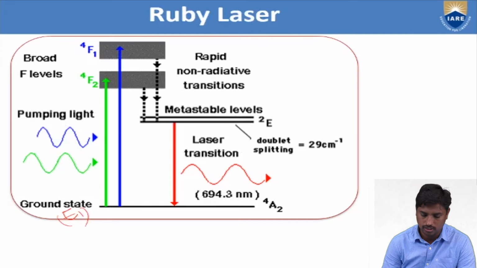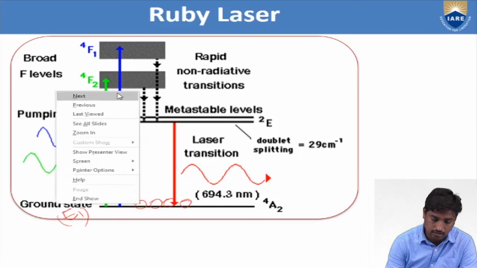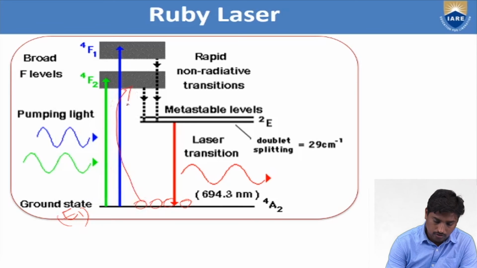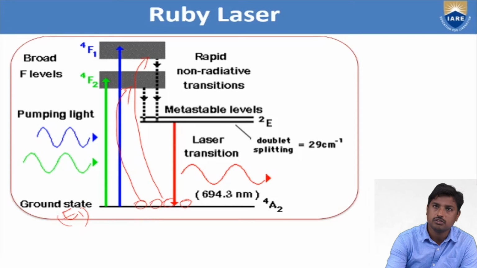Only green and blue absorption is absorbed by the chromium particles, and they are excited to the 4F1 and 4F2 energy levels. When you see the energy level diagram, ground state chromium particles absorb only green and blue light from the white lamp and are excited to the 4F1 and 4F2 energy levels. These are very close to each other. That's why we call it only one energy level.